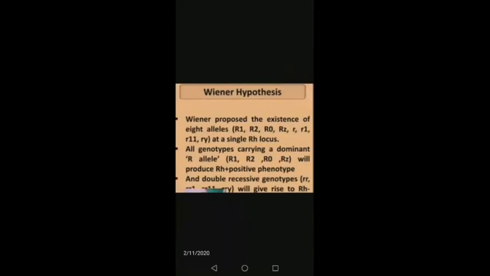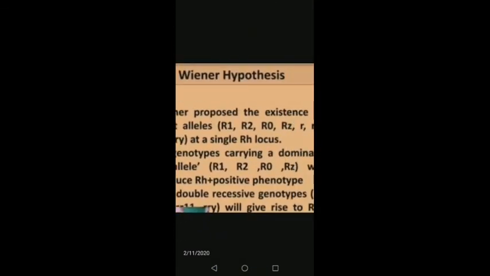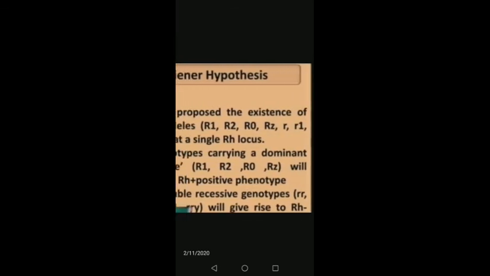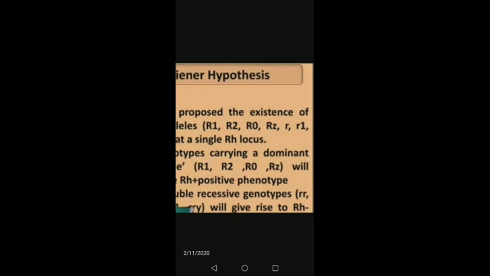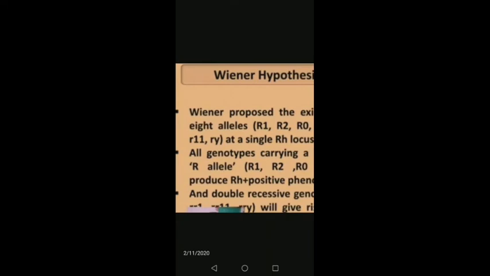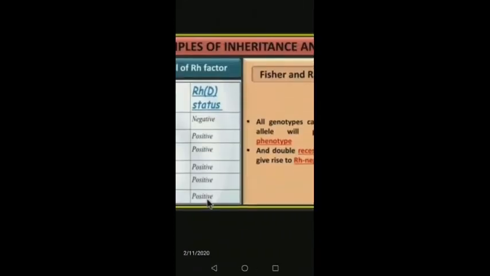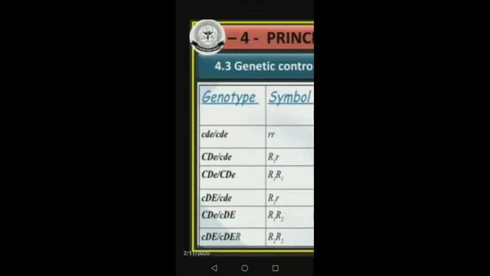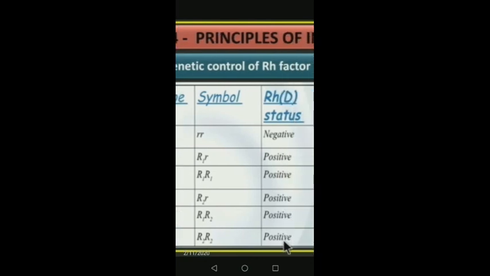The next one, Wiener hypothesis. Wiener proposed the existence of 8 alleles: R1, R2, R0, RZ, all capital, and small r, r1, r11, ry. This is a single RH locus. Here I have combined both together. If in CDE small d is there, that is small r. If capital D is there, that is capital R. Small r means negative. Capital R means positive.